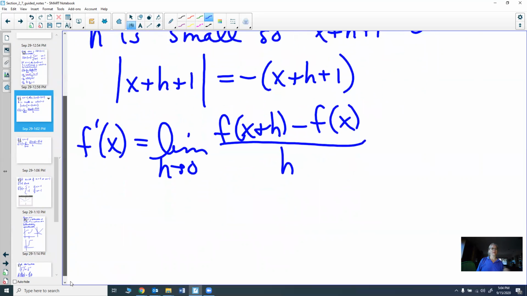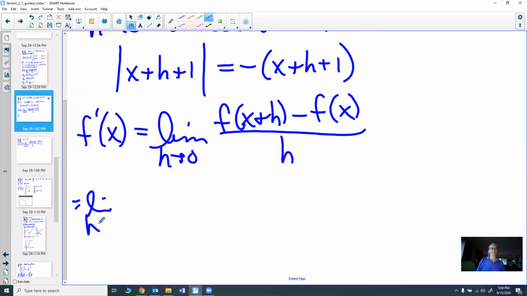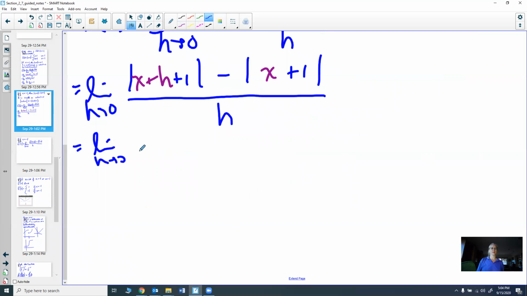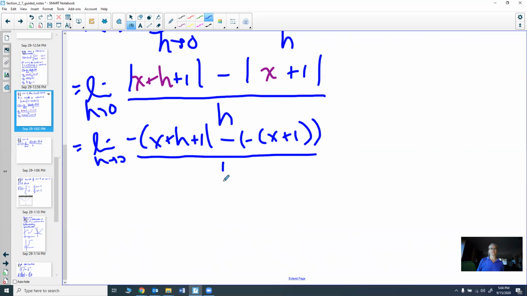And let's go ahead and find that derivative. This would be the limit as h goes to 0 of f is the absolute value of something plus 1, f is the absolute value of something plus 1, all over h. My something in the first case is x plus h. My something in the second case is x. But we just said that this absolute value is equal to negative x plus h plus 1, and this absolute value is equal to negative x plus 1, all over h.